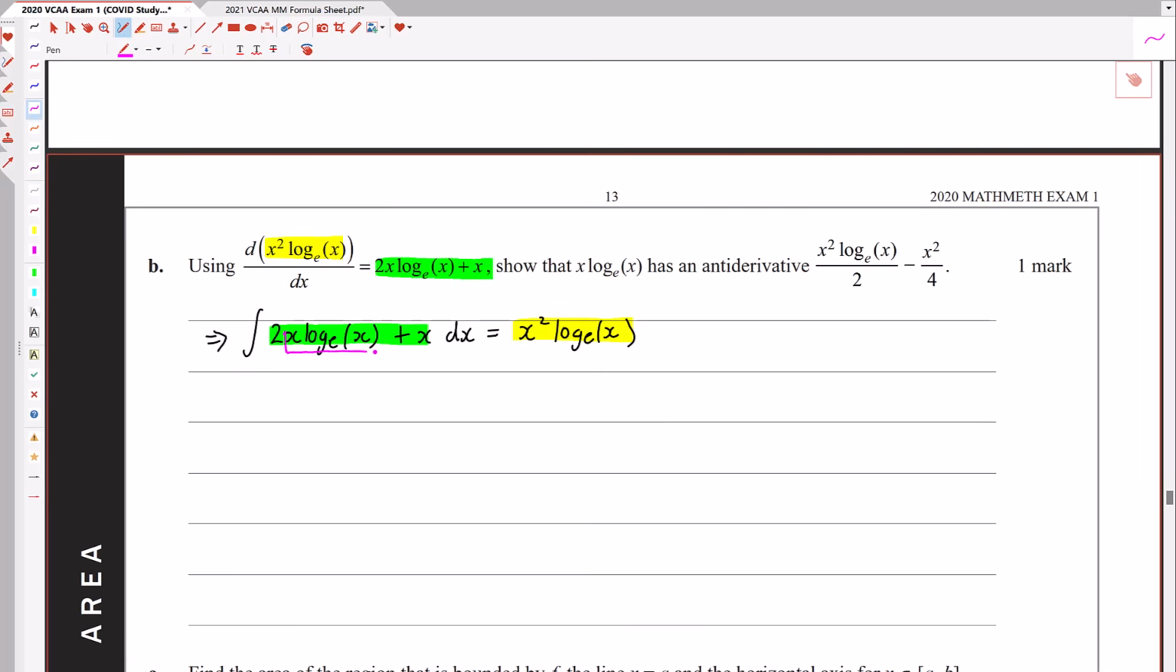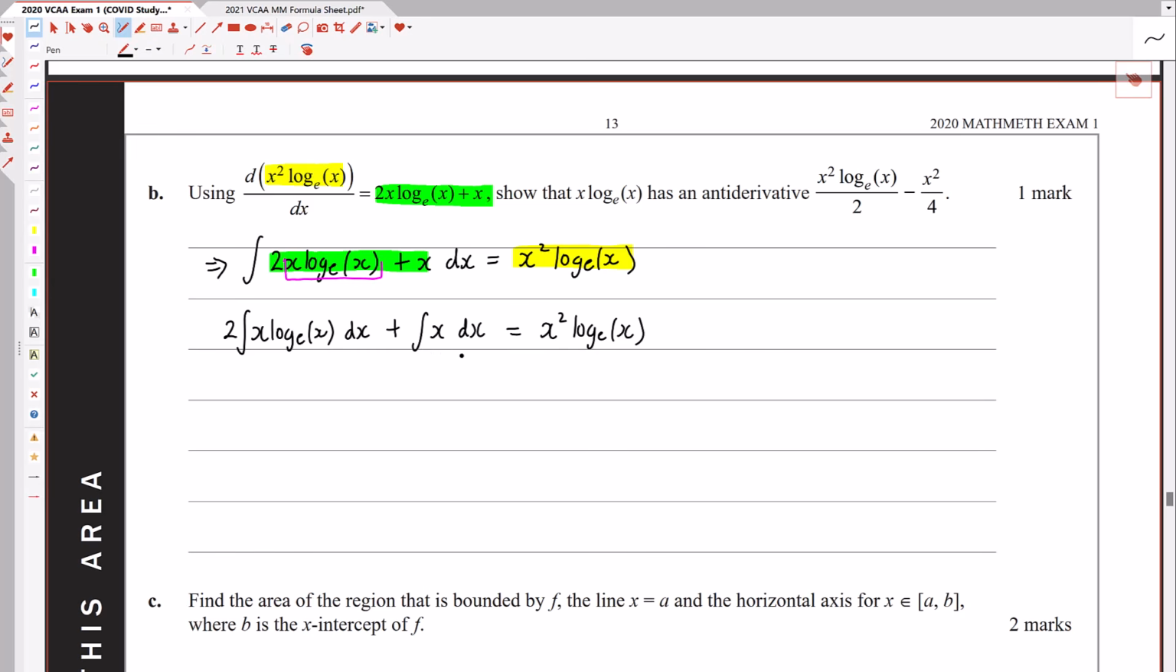Now let's focus on what we're trying to isolate. We want x log e of x, so let's focus on splitting up this integral on the left-hand side. It is the same as 2 times the integral of x log e of x dx plus the integral of x dx. And we know that that's x squared log e of x. Alright, antiderivative of x.